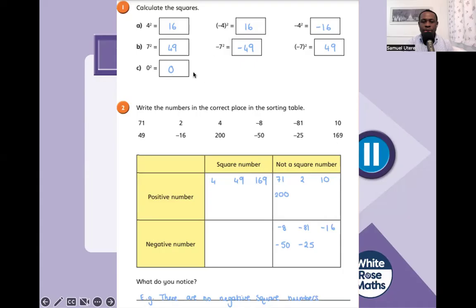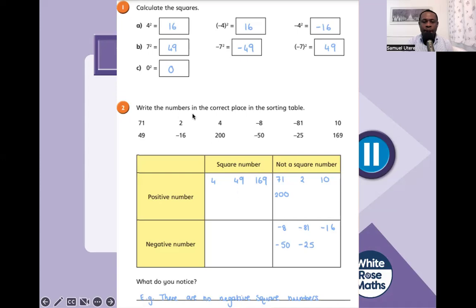And then 0 squared is 0 times 0, which is 0. Here you can see that the bracket influences your result, because negative 7 in brackets squared means negative 7 times negative 7, which will give us positive 49.